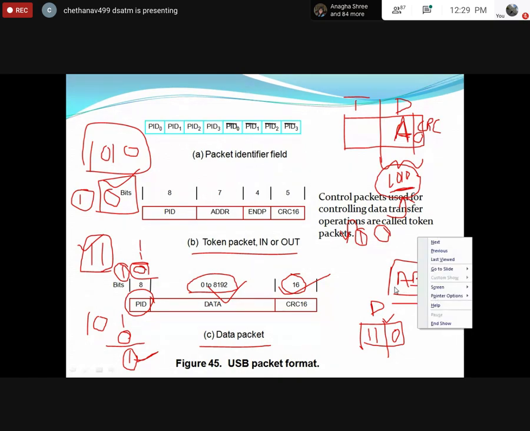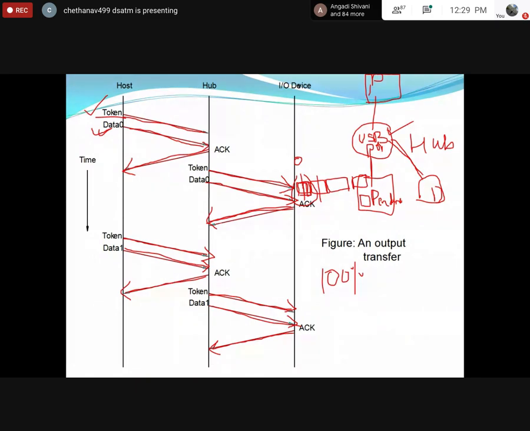First of all, you should know one thing. I'm explaining the data packet and the token packet. Right now, I'm explaining the data packet. So within this data packet, what does your data packet look like? It looks like PID, that means packet ID number, then data, and then CRC code. This is how your data packet looks.